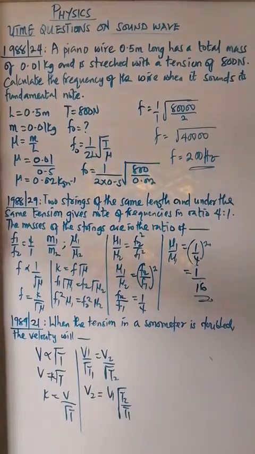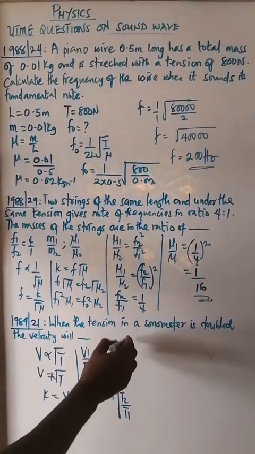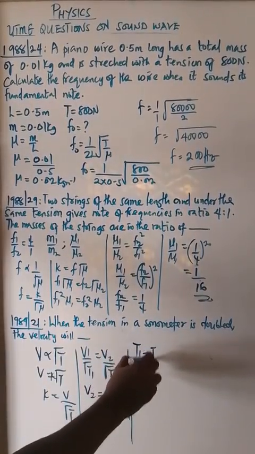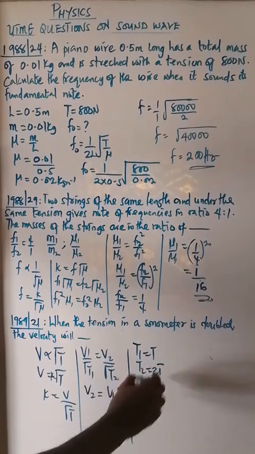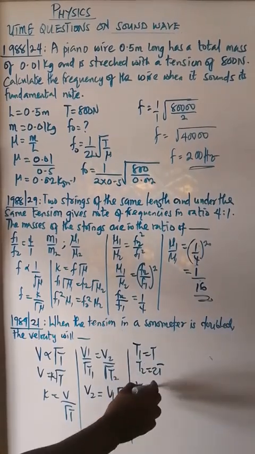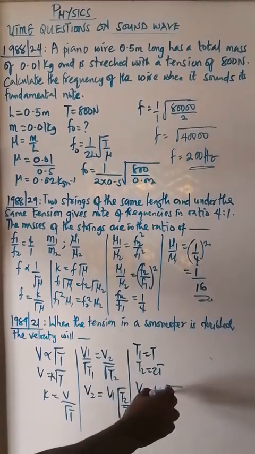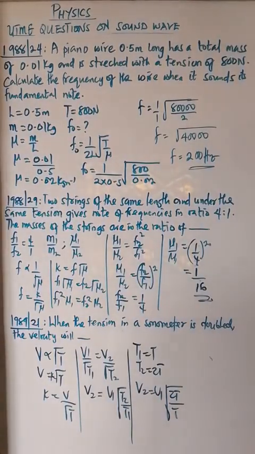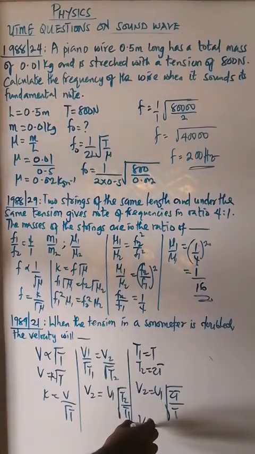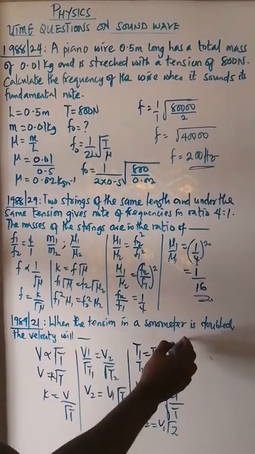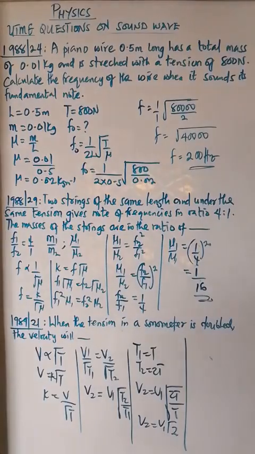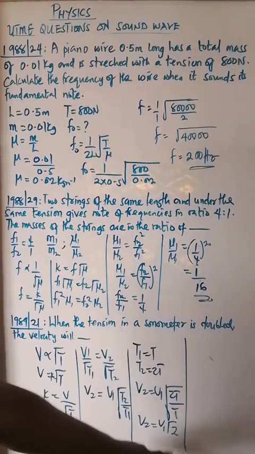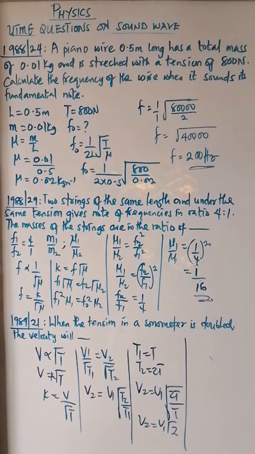We are told that the tension is doubled. So if the original tension is T, the new tension is 2T. So velocity V2 equals V1 root of 2T over T. T cancels T, so V2 equals V1 root 2. So when the tension is doubled, the velocity will increase by a factor of root 2. The new velocity will be the initial velocity multiplied by root 2.